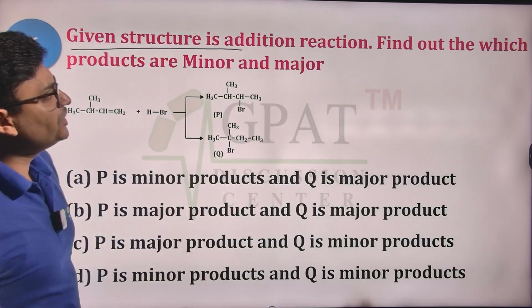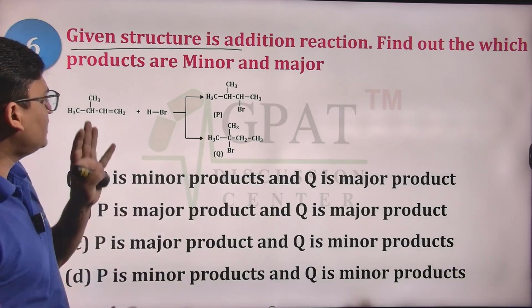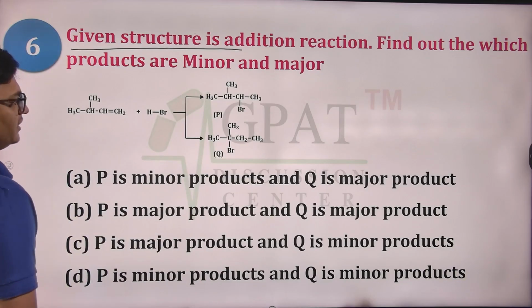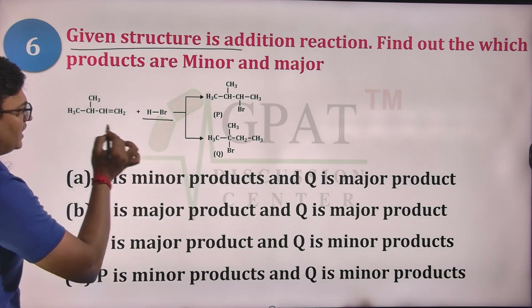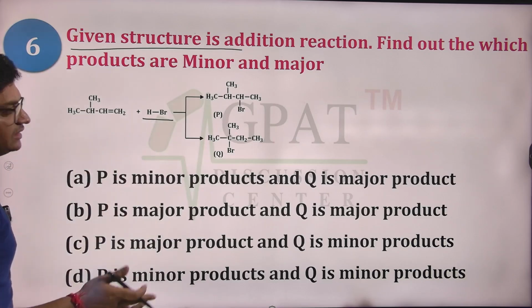Given structure is an addition reaction, find out which products are minor and major. Okay, so there is a major and minor formation. So which will be the major one and which will be the minor one? Okay, so we are having HBr and this is an unsymmetrical alkene. Why are we calling it an unsymmetrical alkene?